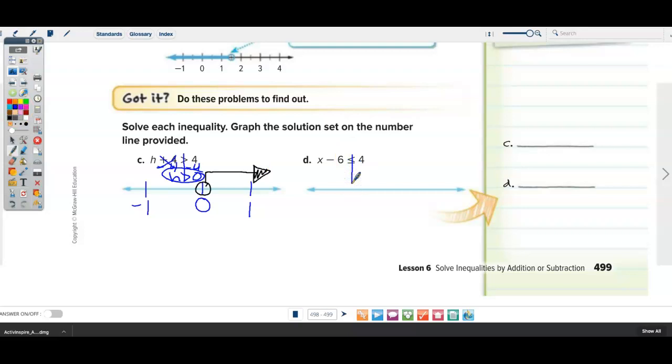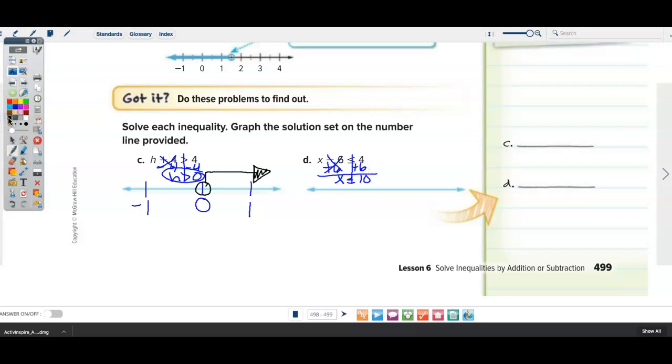On D, x minus 6 is less than or equal to 4. I have a minus 6, so I'm going to add 6. What you do to one side, you always do to the other. I made a zero pair. x is less than or equal to 10.